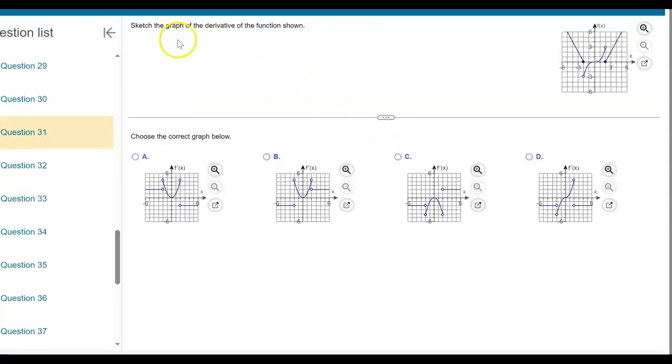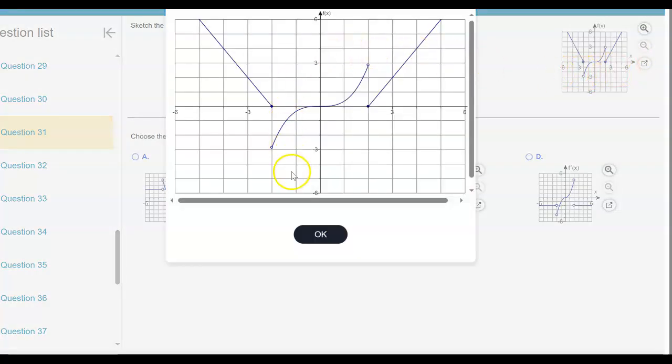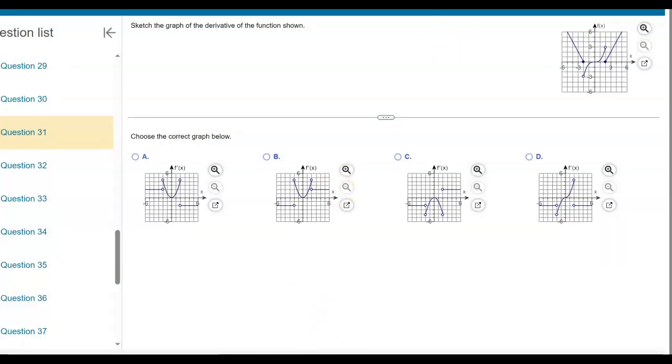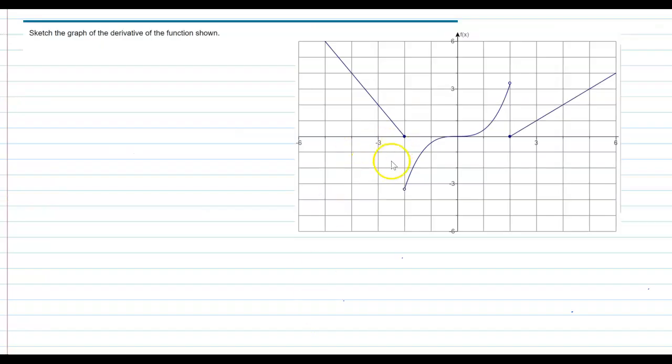In this next problem, we are asked to sketch the graph of the derivative of the function here. So the graph of the given function is given, and we are asked to graph the derivative of the function. So let's do that. Okay, so I copied it over here. So now, if we consider the graph here, this is the graph of the function, and we want to graph its derivative.